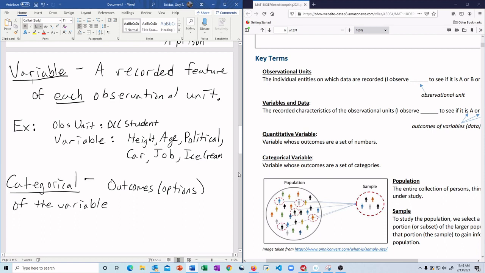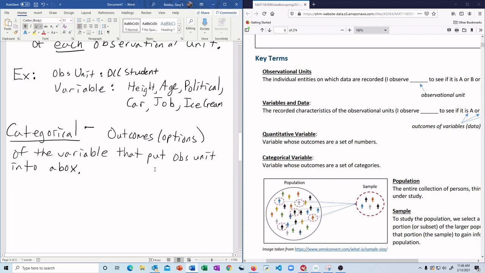So instead of categories, if you don't like that word, it's a fine word, right? But you can try something different, right? The outcomes of the variable, you can write, are categories, or you could explain it differently: outcomes or options of the variable that put the observational unit into a box. Maybe this is completely unhelpful. You don't like thinking about it, and you like this.